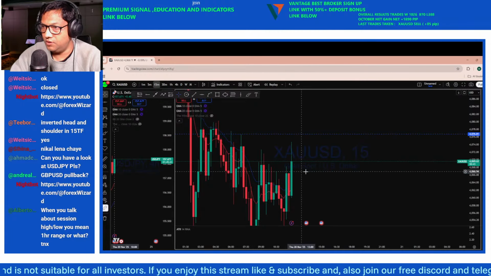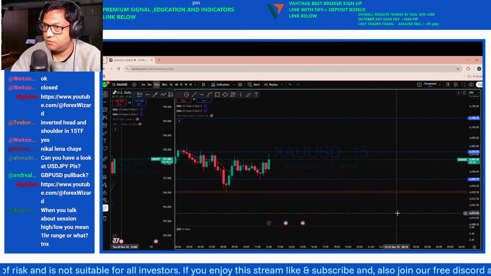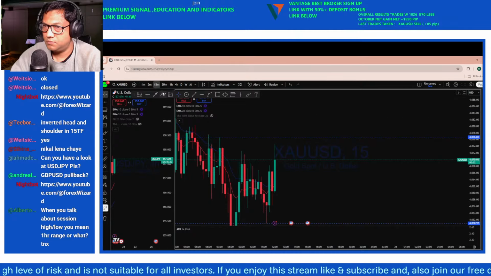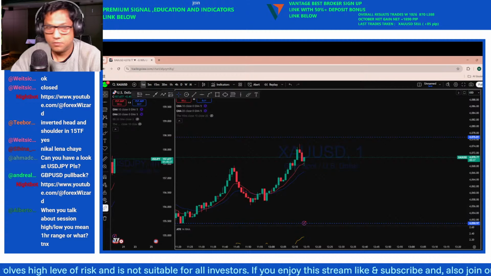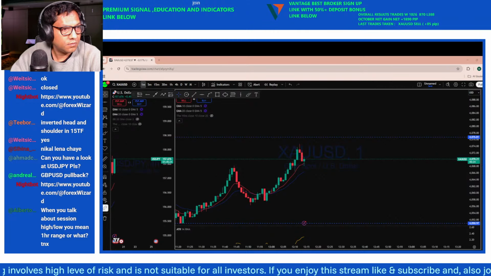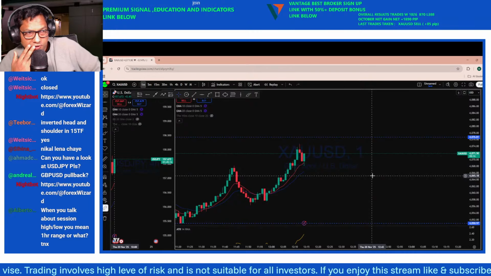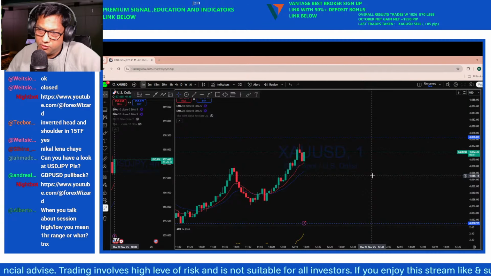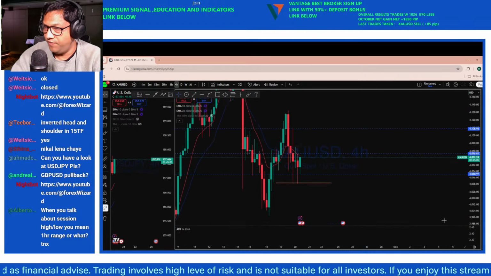So if you look at this, it is the 15 minutes candlestick pattern. Do you think it's going to be bullish, or it's a false breakout? The market does more often false breakout than the valid breakout.